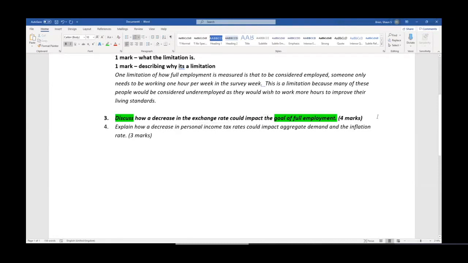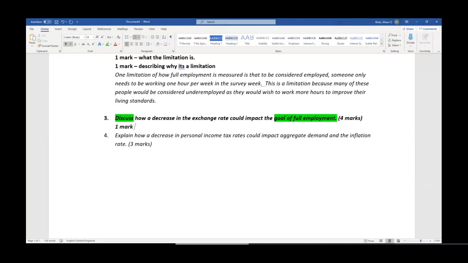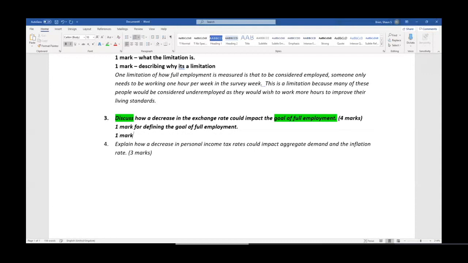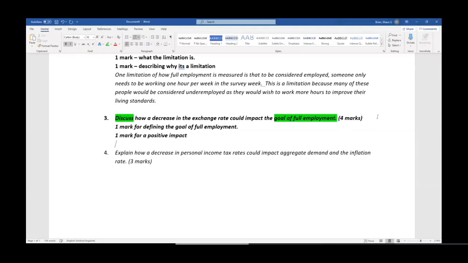So if we were to break that down into the marks, it's going to be 1 mark for defining the goal, 1.5 marks for a positive impact, and 1.5 marks for the negative impact.